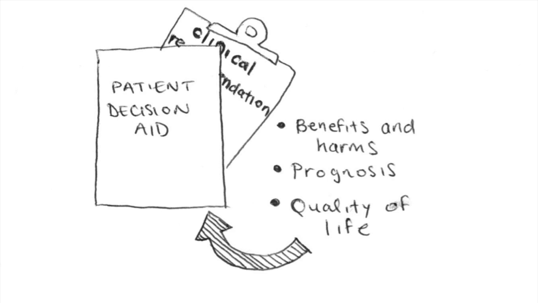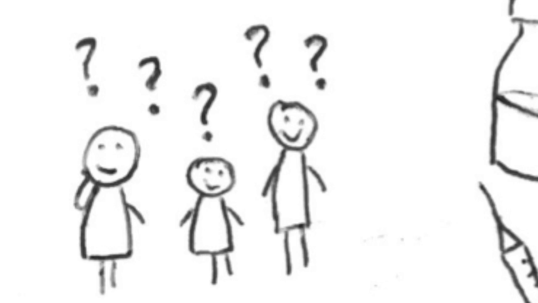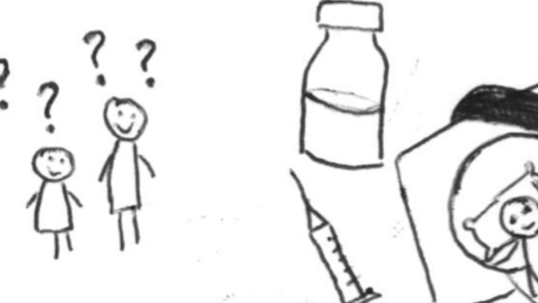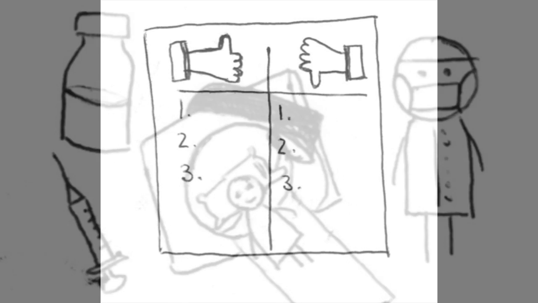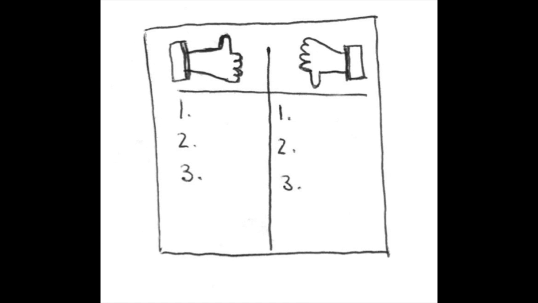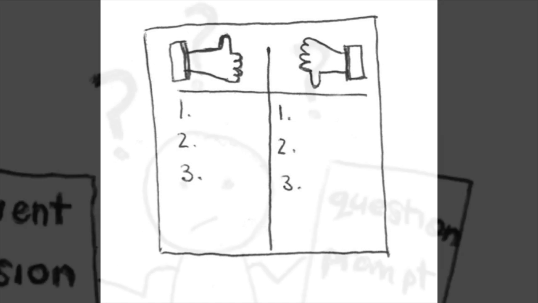Like guidelines, they include up-to-date research evidence but are more readable and tailored towards patient-important topics such as benefits and harms of treatment, prognosis, and quality of life. They include frequently asked questions about decisions, what the available options are, and what outcomes the options have. They are organized in this way to help patients weigh pros and cons and organize their thoughts.